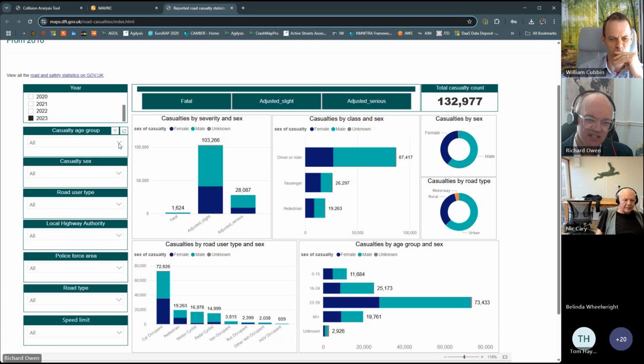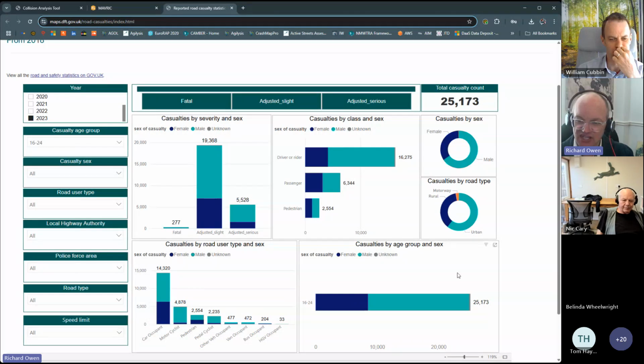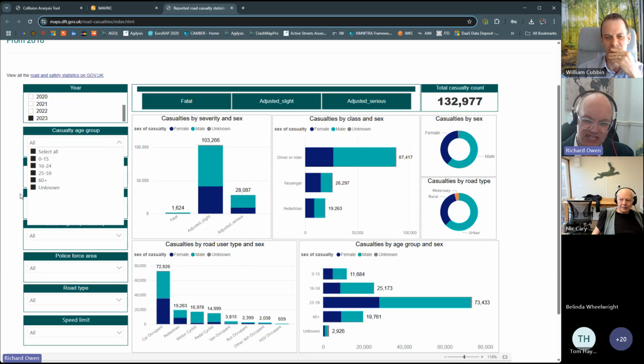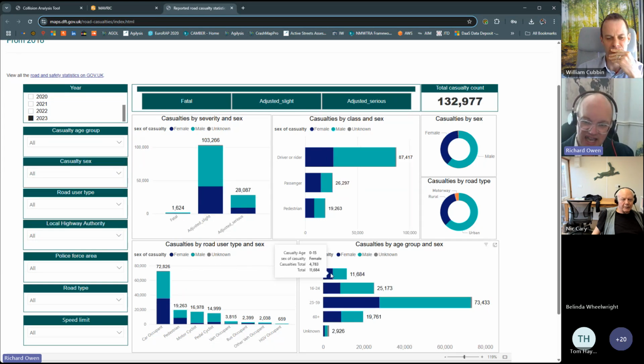Automatically, what that's done here is filter this bar chart that we saw at the bottom, which was casualties by age group and sex, by that 16 to 24. But if I reset that one, you can see that it's just changing this chart. The way that Power BI and some of these other business intelligence tools work is that you can use these as filters as well.